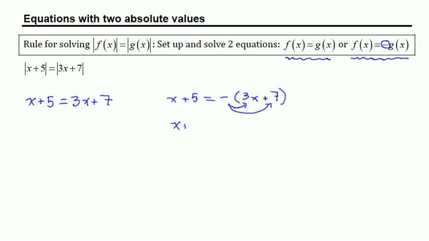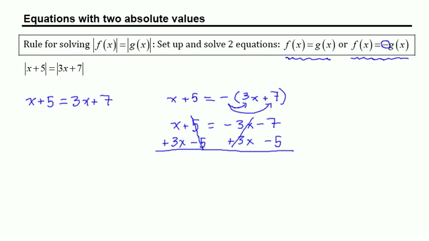So we can now solve both of these equations individually to get x plus 5 equals minus 3x minus 7, and then get all our x terms on one side, and get all our numeric terms on one side, to get 4x equals negative 12, and dividing both sides by 4 gets us x equals negative 3.